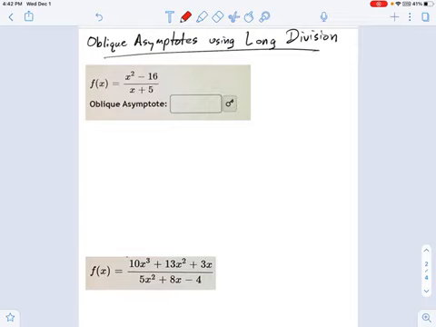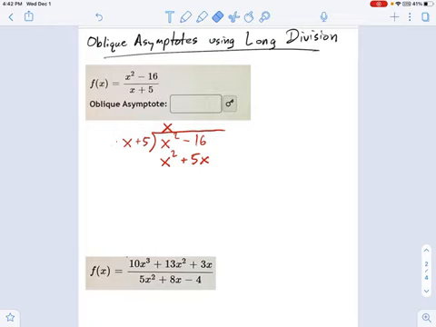So I'm going to do a simple situation first here, where I have x squared minus 16 divided by x plus 5. The result of this division will be our oblique asymptote. So the question here is, we're going to focus on the power functions. x squared divided by x. What do we get from that? x squared divided by x is just x. And now we're going to multiply x back down by x plus 5. And that gives us x squared plus 5x.